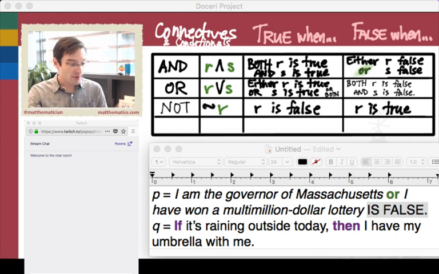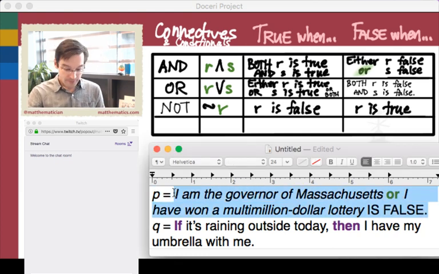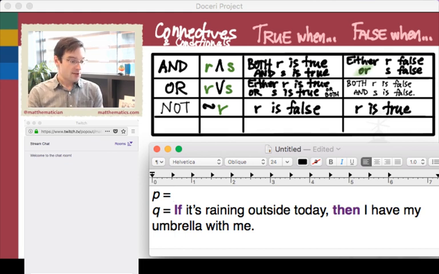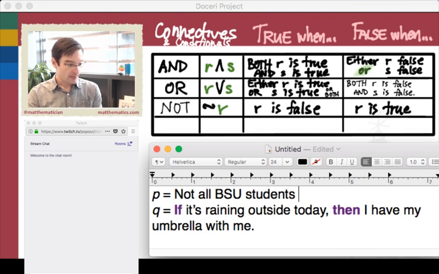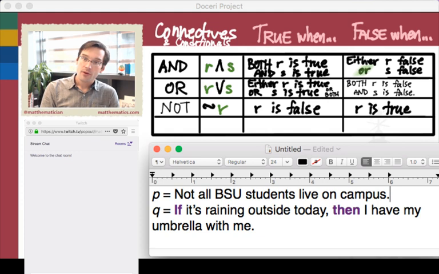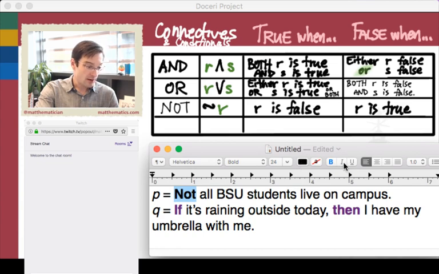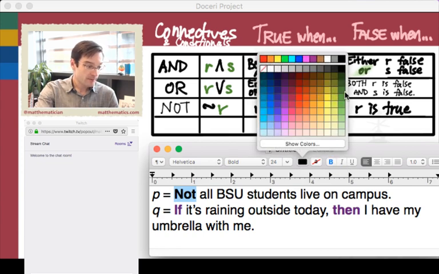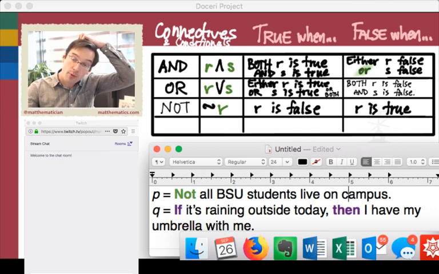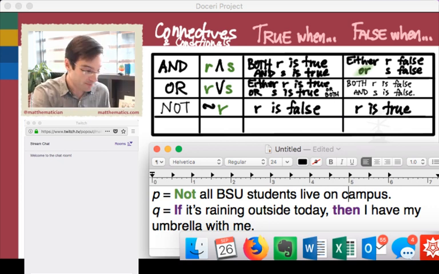So let's look at an example of how that shows up in language. So let's consider the proposition: Not all BSU students live on campus. So there is a proposition. Again, this is either true or it's false once we agree on the definitions of on campus and BSU students, right? But it's got this magic word sitting here at the beginning of it, the not word. And not is an important loaded word in logical reasoning.